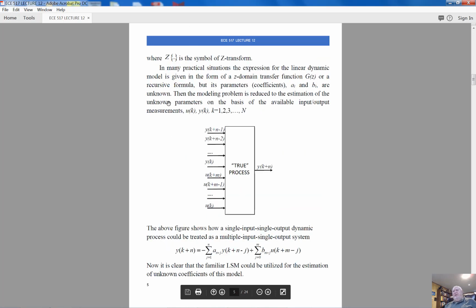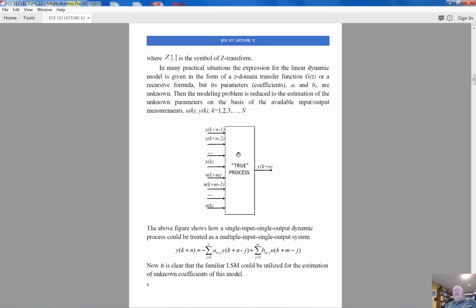Now, in many practical situations, the expression for a linear dynamic model is already given in the z-domain transfer function form. But we do not know the coefficients of the polynomial numerator and polynomial denominator of the z-domain transfer function. These coefficients, ai and bi, are unknown or poorly known. And then we have to engage in the problem of estimating these coefficients based on the observation data.